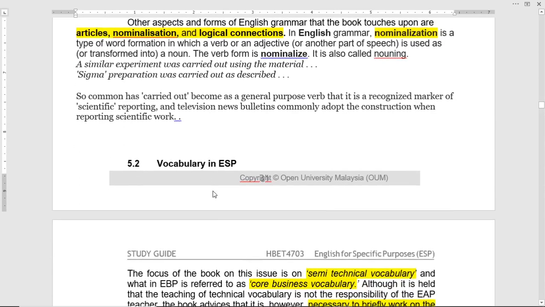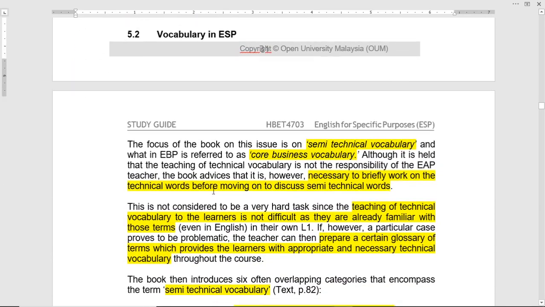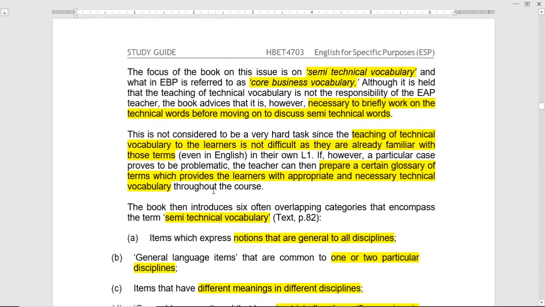Okay, vocabulary in English for specific purposes.